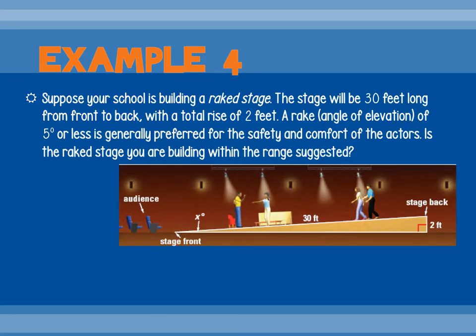Okay, last question. It says, suppose your school is building a raked stage. The stage will be 30 feet long from the front to the back with a total rise of 2 feet. A rake, or angle of elevation, of 5 degrees or less is generally preferred for the safety and comfort of the actors, so they're not sliding down the stage. Is the raked stage you are building within the range suggested?